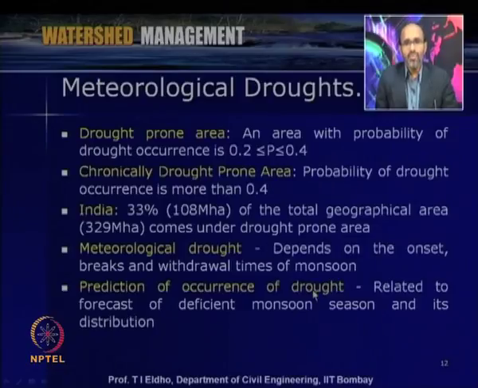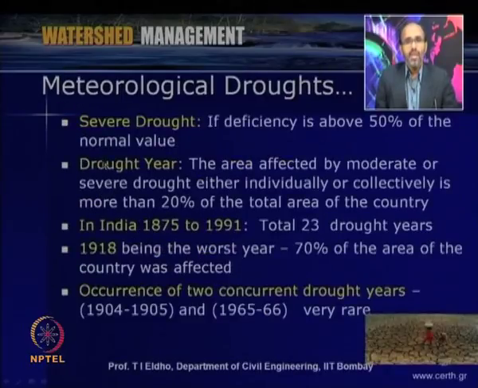So, then the prediction of occurrence of drought is related to forecast of deficient monsoon season and its distribution. In India this is done by the Indian Meteorological Department. As I mentioned, for meteorological drought, we consider it a severe drought if the deficiency is above 50% of the normal value, and we say a drought year is there when the area affected by moderate or severe drought, either individually or collectively, is more than 20% of the total area of the country.